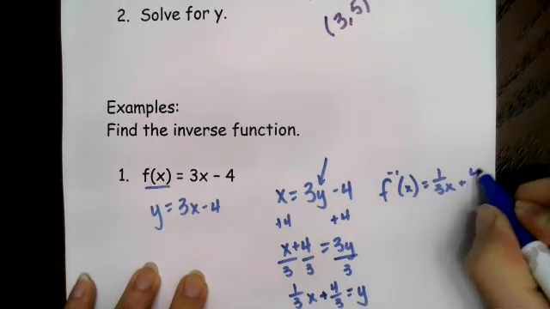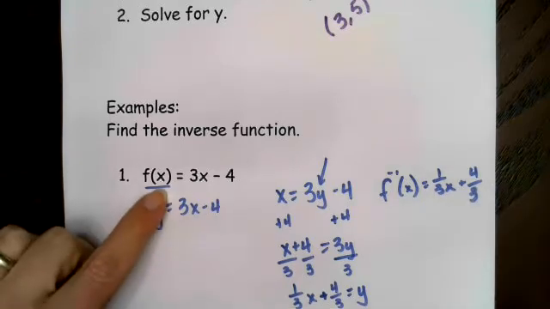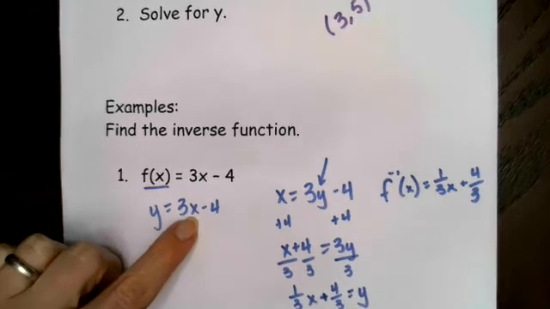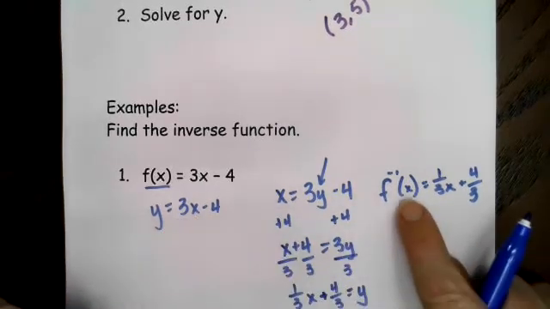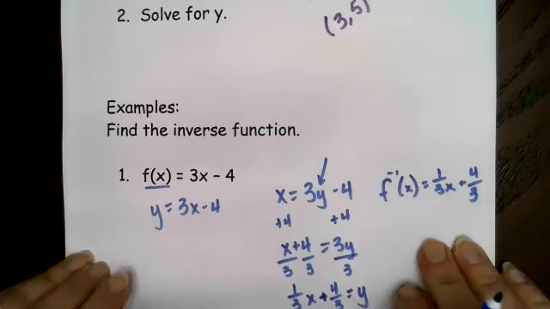1/3 x plus 4/3. So the way that this works, if I plug in a number, let's say 5, and I do my function here, and then I take that same number and I plug it in here, I'm going to output a 5. So it undoes the work that I did with the inverse function.